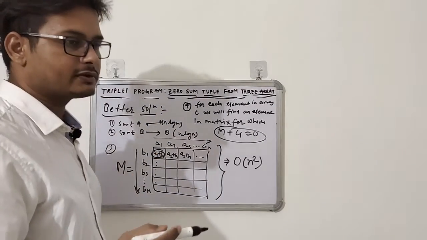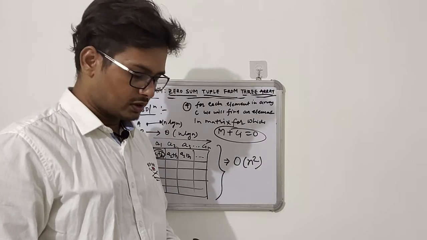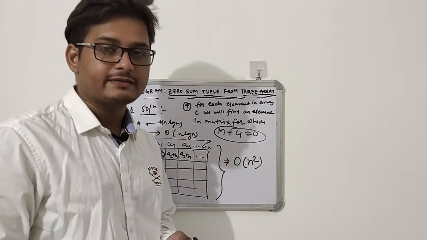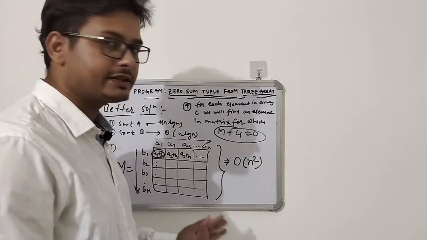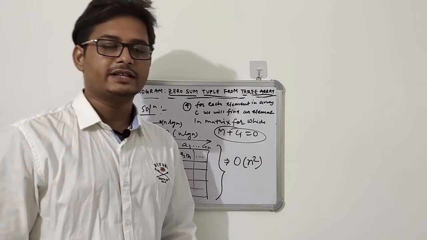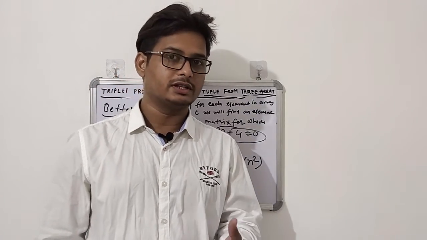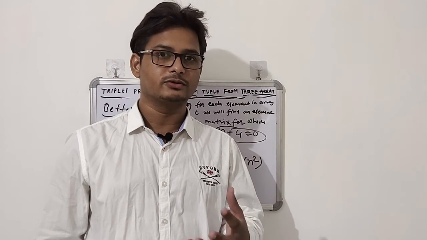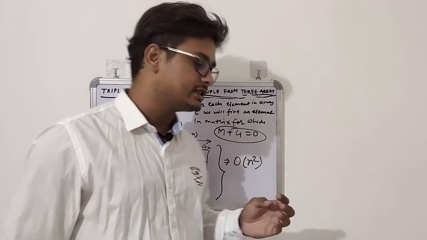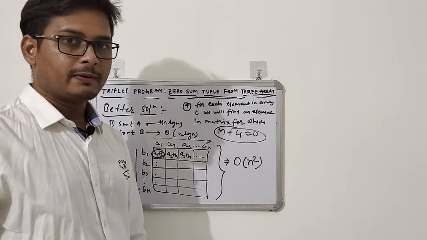For each element, suppose array C's first element is 2, then we will search whether -2 is present in our matrix or not. Then please tell me how much time, at most, it will take to search whether -2 is present in our matrix or not.